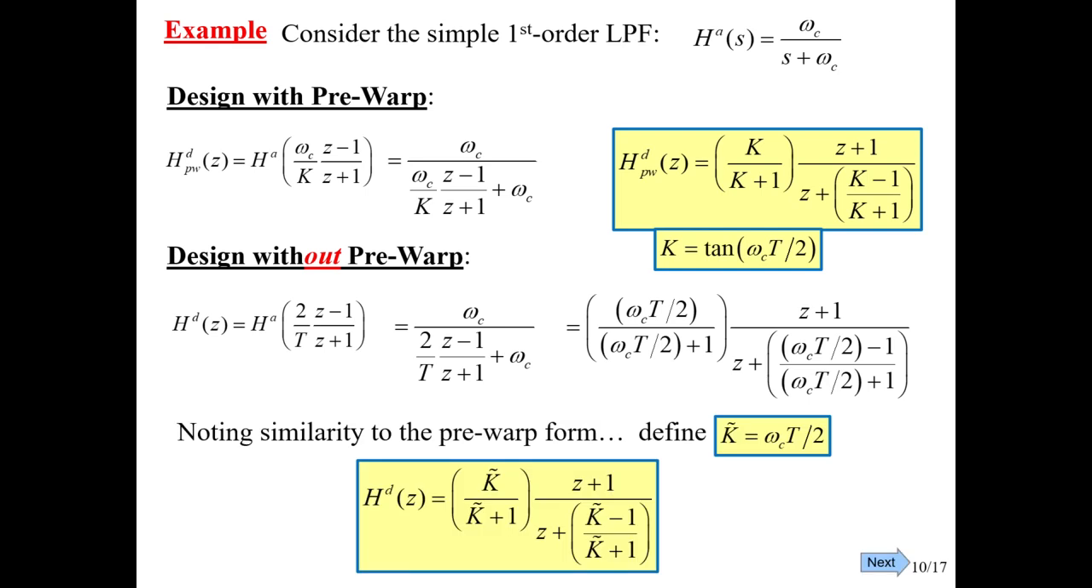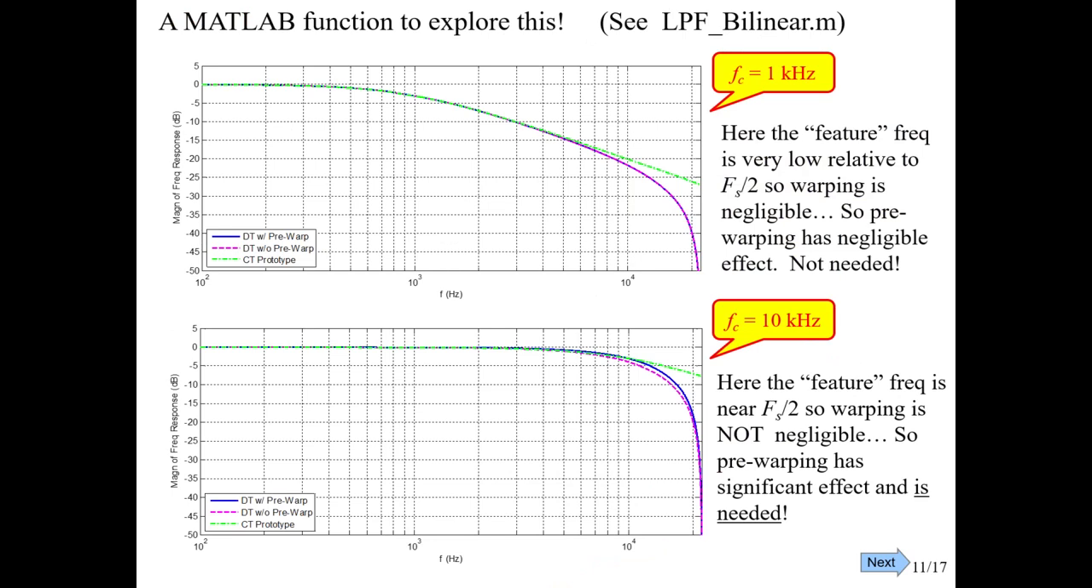So given the similarity between these, we can call this k tilde, without the tangent, and now we can write it this way. So we either do the k with the tangent or without the tangent, and we get the same kind of form. And then here are some explorations of this. I used my own little function here that I called LPF underscore bilinear, so you won't be able to find that. But basically, I just did the math that we just saw, and then I evaluated it using freqz.